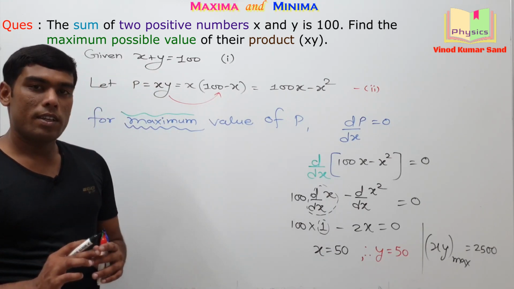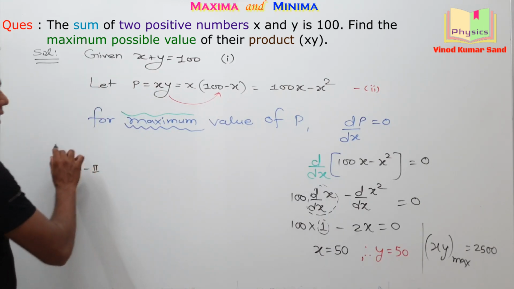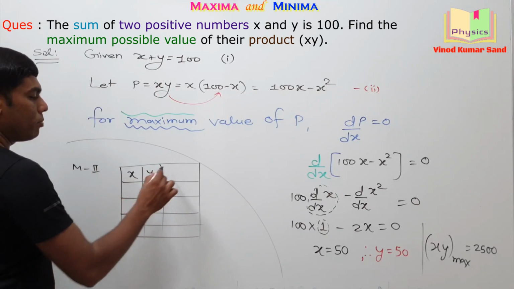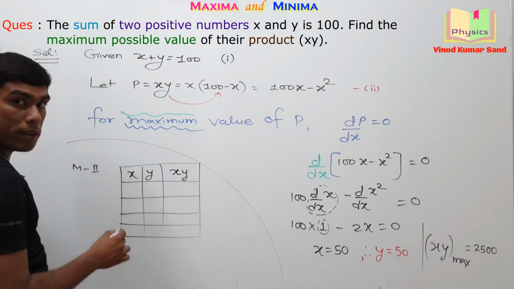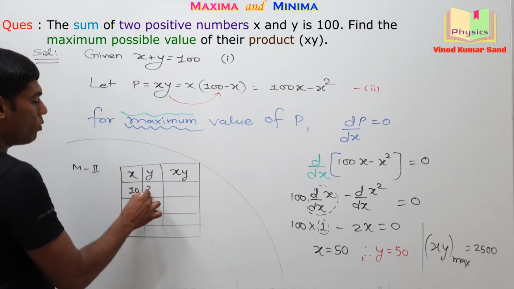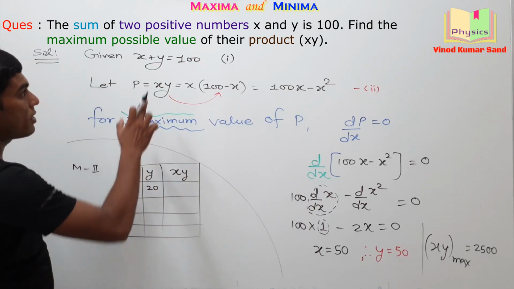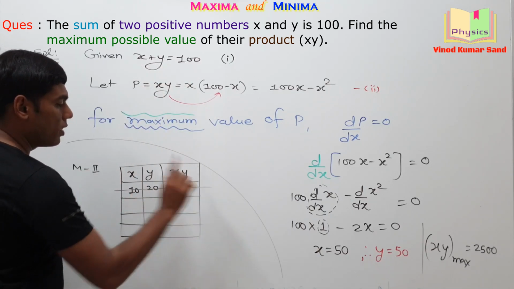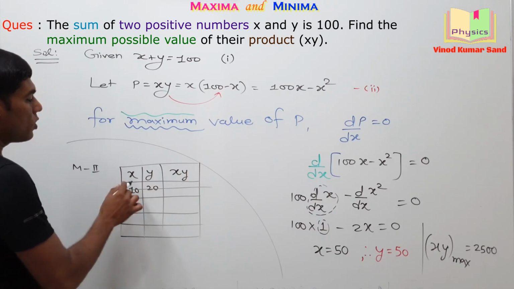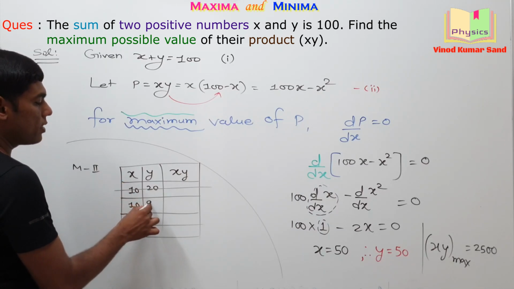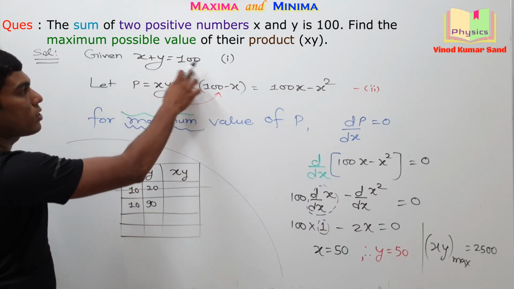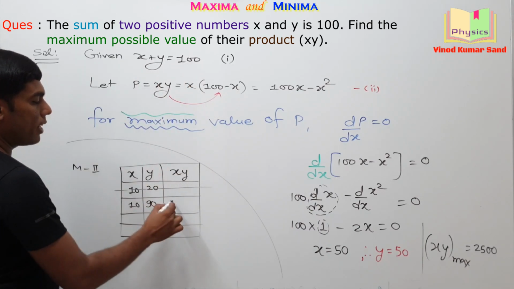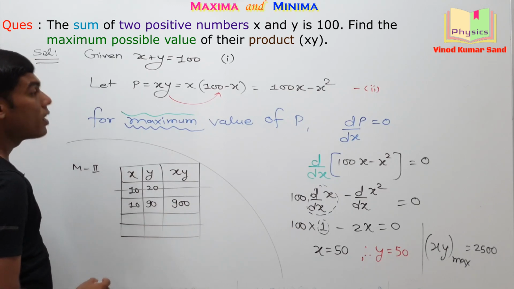Here is the second method of the calculation. Suppose here I take up x, here I take up y, and here we talk of xy. Suppose x is 10 and y is 20. Will it satisfy this condition x plus y is equal to 100? No, this value is wrong. Suppose x is 10, y is 90. Will it satisfy this condition x plus y 100? Yes, it is satisfying this condition. Then you obtain the xy as 900.